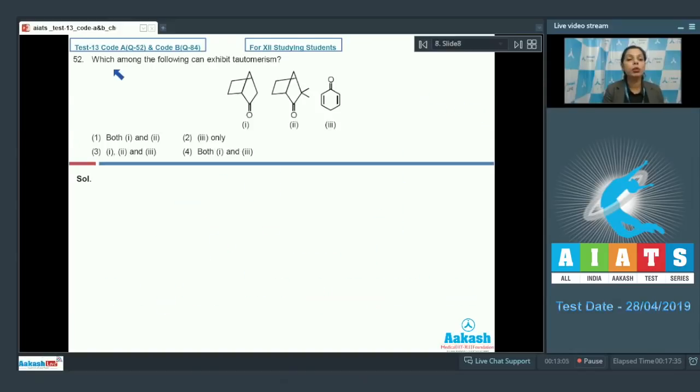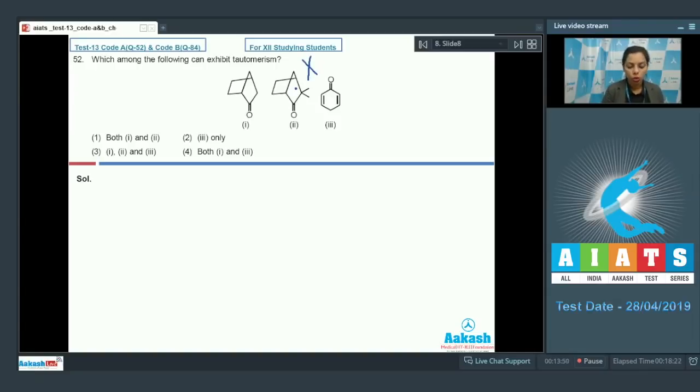After this, question number 52. Which among the following can exhibit tautomerism? In case of tautomerism, if you look at, these all are the keto compounds and they can be changed into their enol form if they have hydrogen atom at alpha position. If you look at the compound given at the second position, this compound has this keto group, and from keto to this, if we consider this alpha carbon, there is no alpha hydrogen atom present, while at this carbon, if you check, this is bridgehead carbon and it will not provide alpha hydrogen to this keto carbonyl group. That is why it cannot be changed into enolic form.